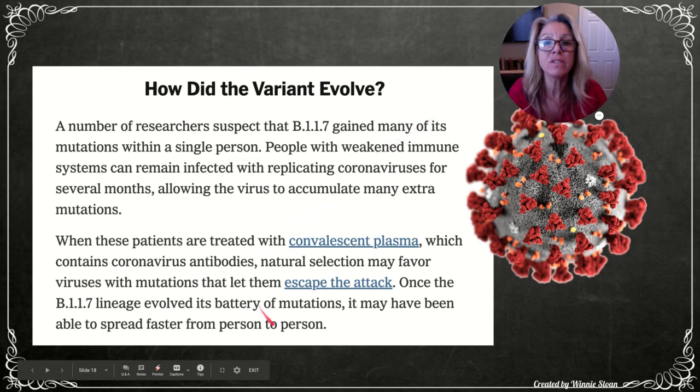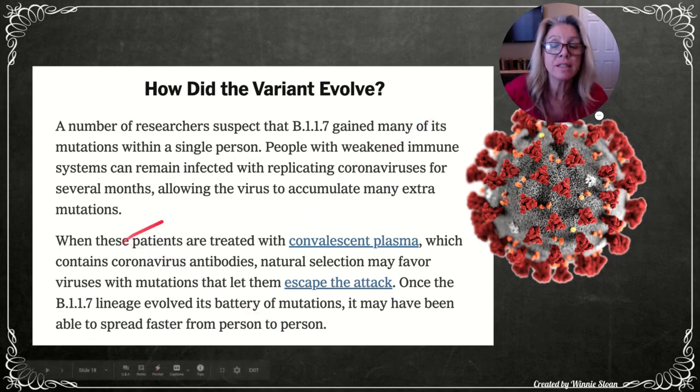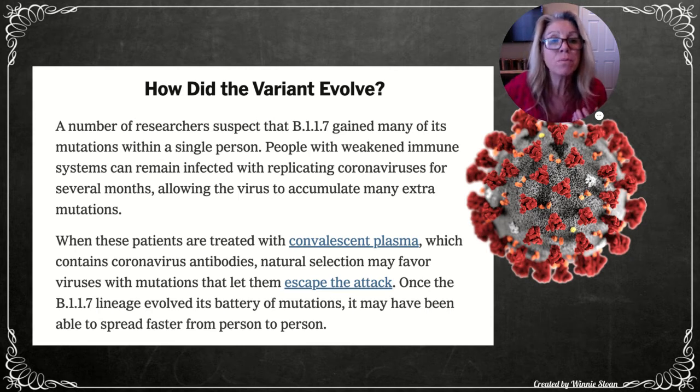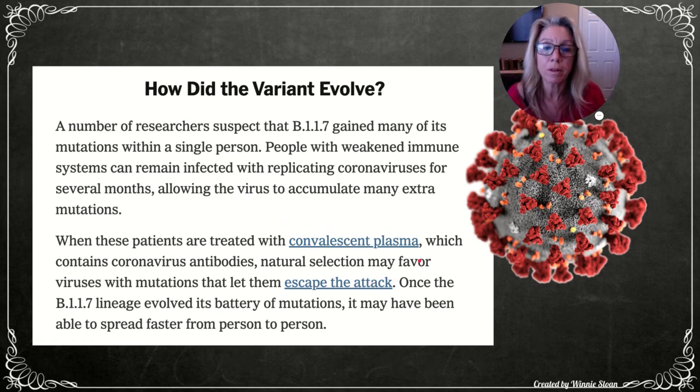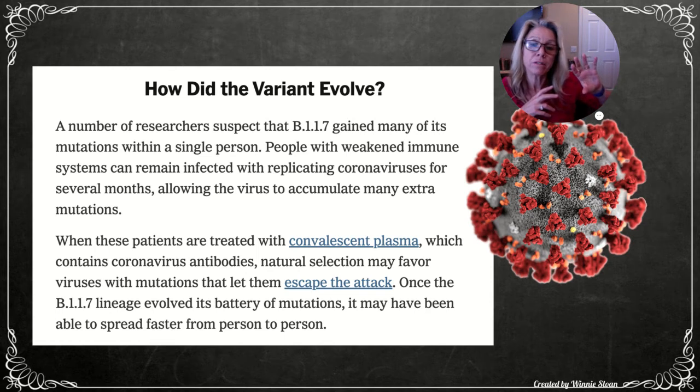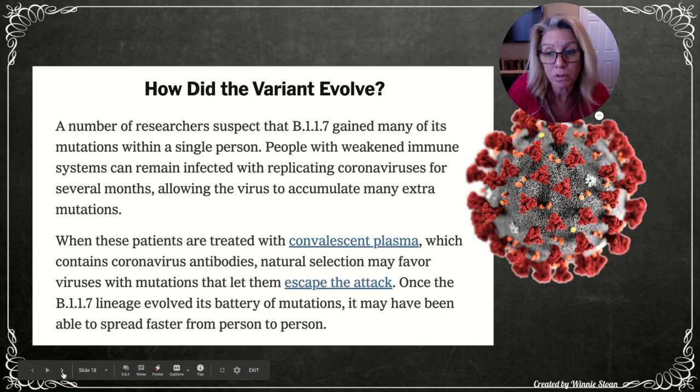Okay, so how did this variant evolve? The concern is that some people with weakened immune systems can remain infected with replicating coronavirus for several months. They're just like a viral mutation factory, and you could have just a few people who become this viral mutation factory, releasing all these variants out. Some people who are treated with plasma that contains coronavirus antibodies would have favored a kind of directional selection, favoring those that could escape and not be impacted by those antibodies, and then you would have had even more of those. And then it spreads from person to person.